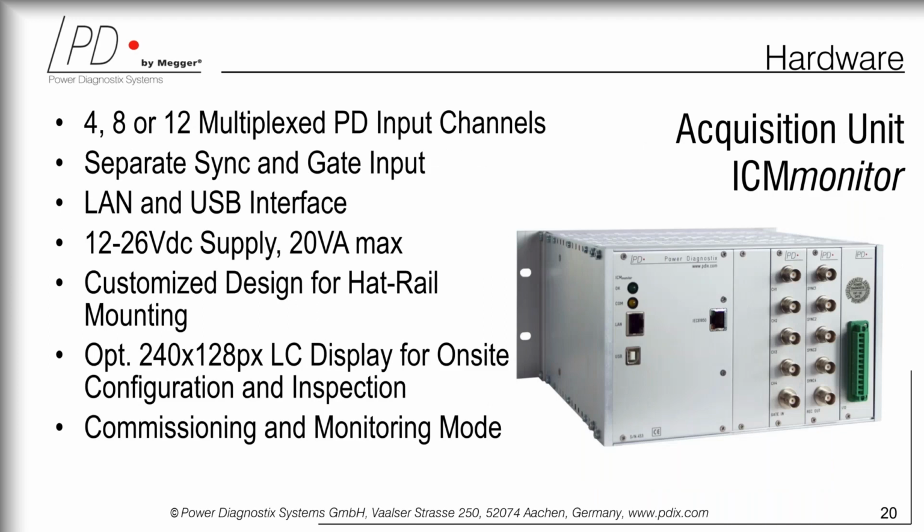And now we should speak a bit about the acquisition ICM monitor. There are 4, 8, or 12 multiplex channels. In this case, you see a 4-channel device with a C. But the device can grow. In this case, it's a half rack device, 19-inch rack device, but it can be bigger and more channels can be added. It has a separate sync and gate output, and from the perspective of the device itself, it has the LAN, the USB, and of course separately it has the IEC 61850 port.